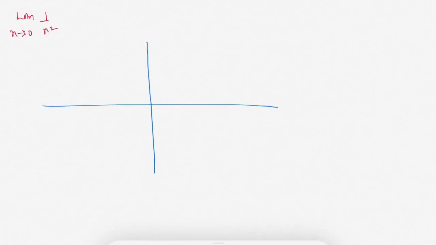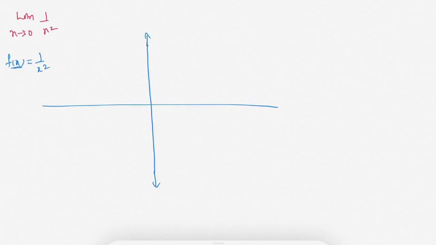The limit x tends to 0, 1 by x square. What is the value they are asking? Come on, let's do this. So now again I am taking the graph. Here, if you take the graph, f of x equal to 1 by x square.